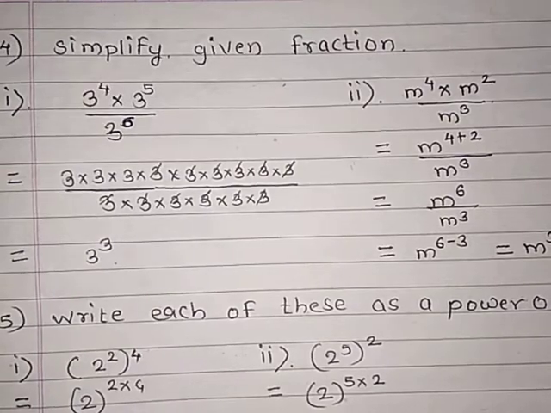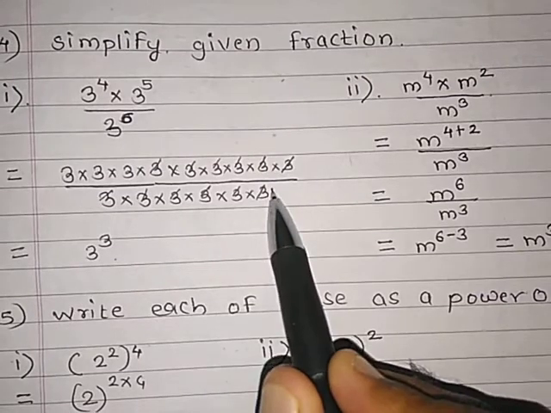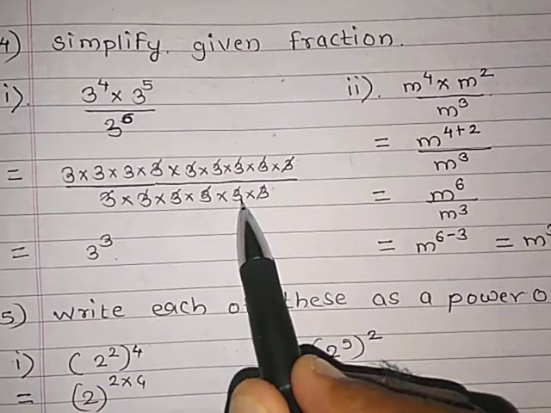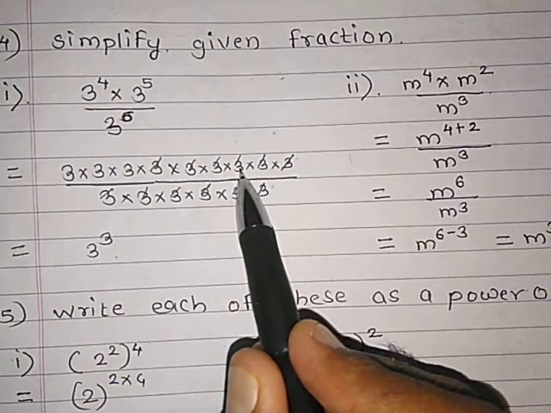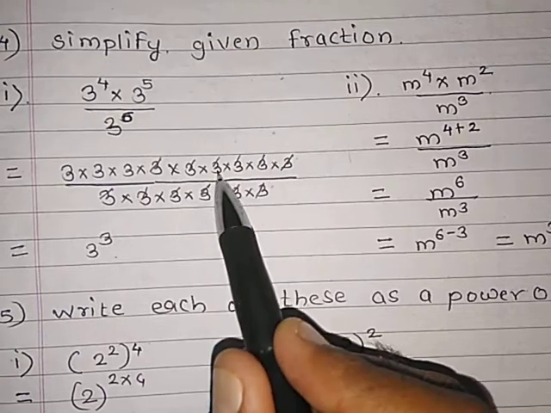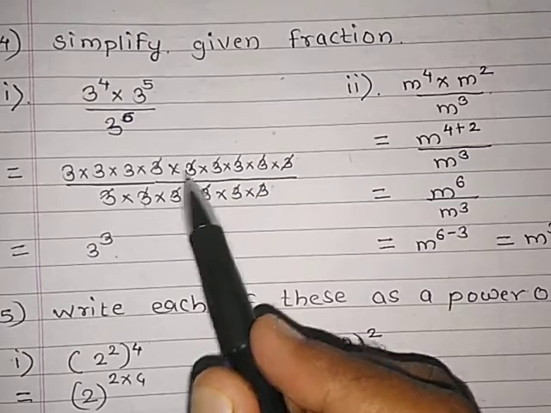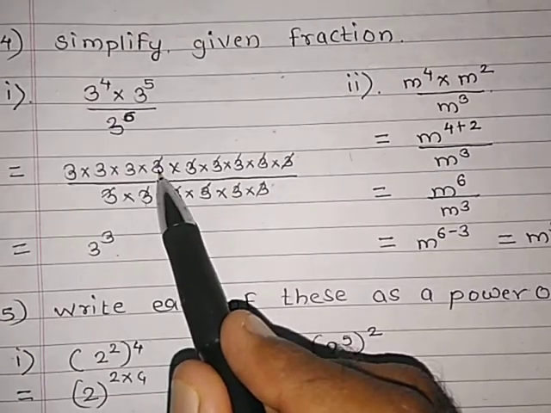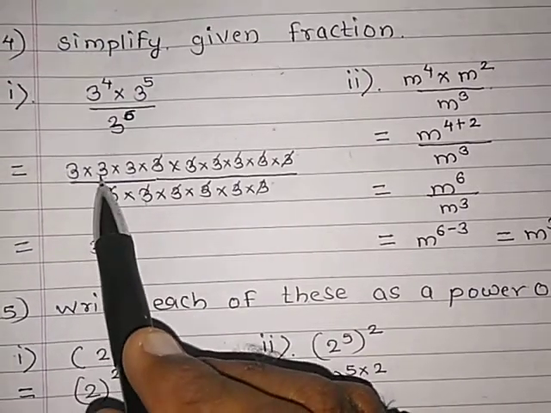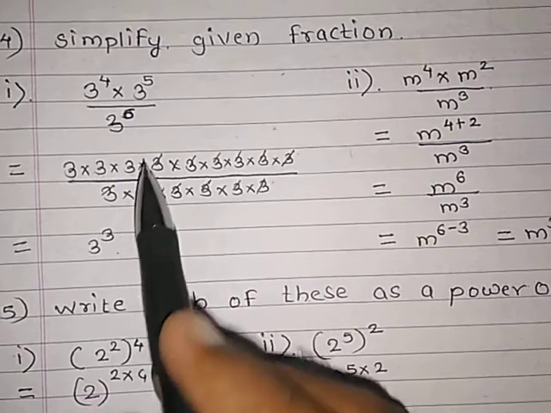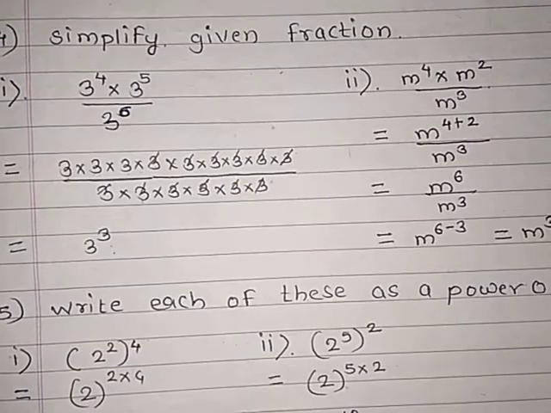Now we will cancel the numerator and denominator here. We will cancel this 3 and this 3. This 3 and this 3 will be cancelled, and so on, until all six pairs are cancelled. And what is left now? 1, 2 and 3. That is 3 into 3 into 3 is left. That is 3 cube is left. Okay.